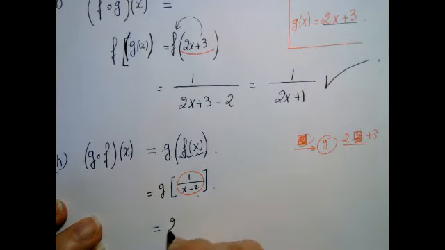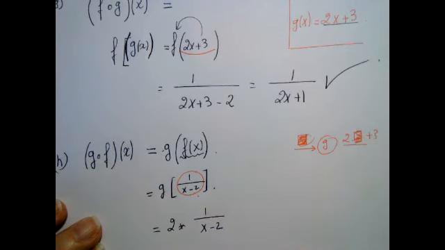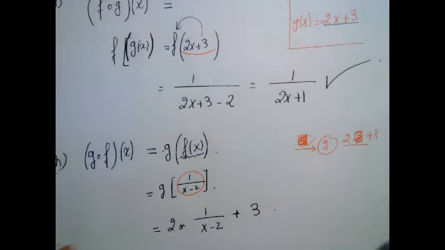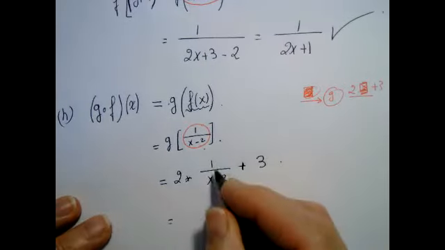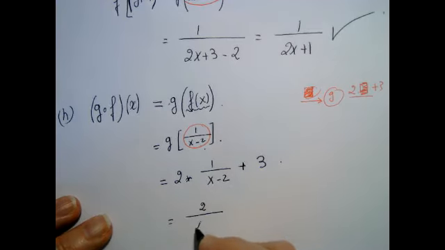2 times whatever you enter, plus 3. That's the setup. Now, we're going to do the algebra. What is the algebra here? The algebra is like this. This is 2 over x minus 2 plus 3.